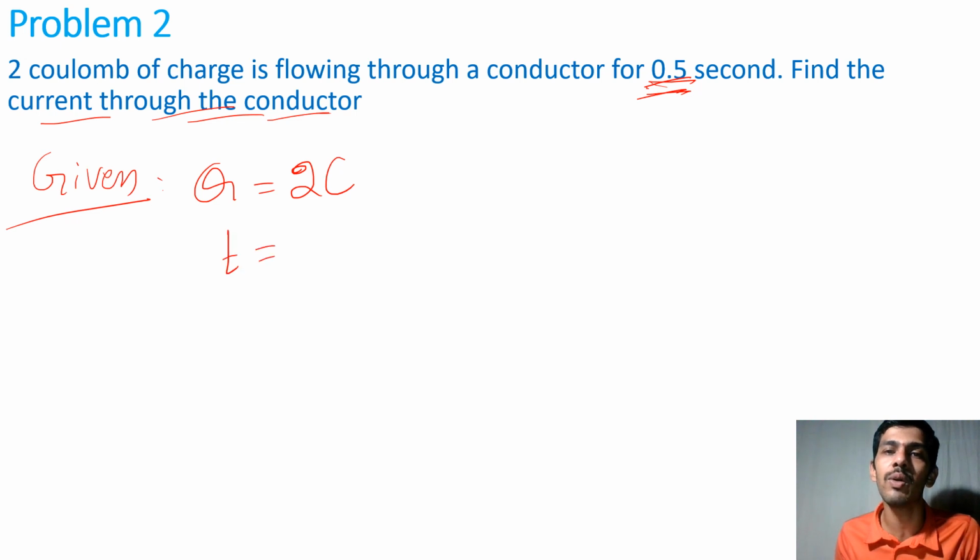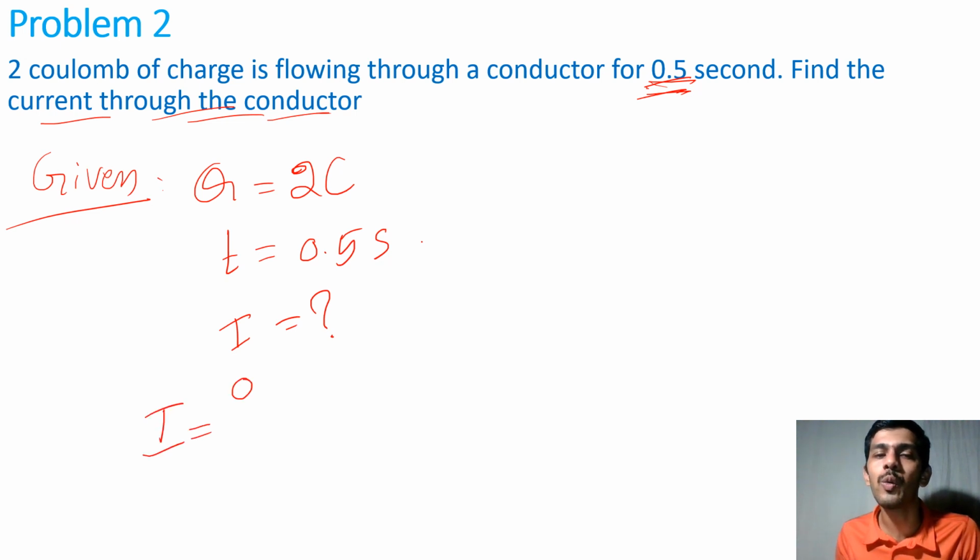Time t is equal to 0.5 seconds. What is asked? Find the current through the circuit. That is, current I is equal to how much? How to find the current? We have the formula I is equal to Q by t. That is the rate of flow of charges, the ratio of charge to the time taken. That is equal to the current.